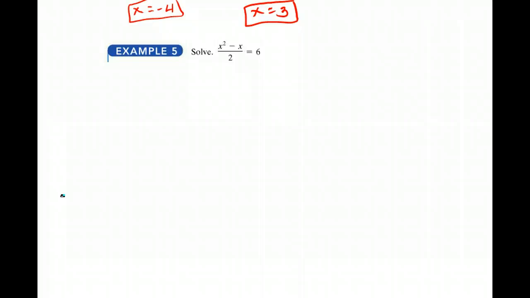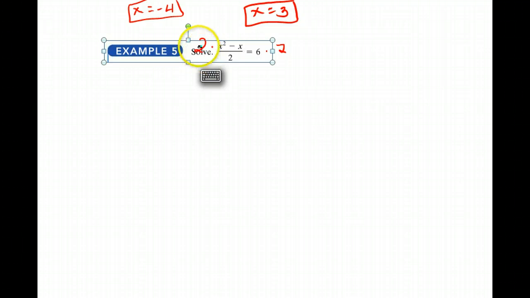Example 5 definitely does not appear to be in standard form. It contains our quadratic and our linear term both in a numerator, and it's not set equal to 0. But we could pretty easily get this into standard form by eliminating that fraction to start. If we multiply both sides by 2, that will cancel the fraction out on the left-hand side. So we'll have x squared minus x equals 12.